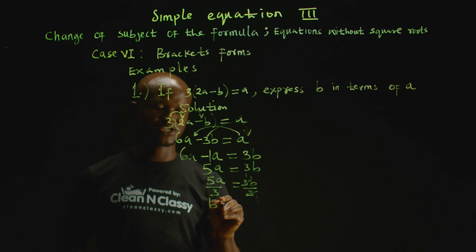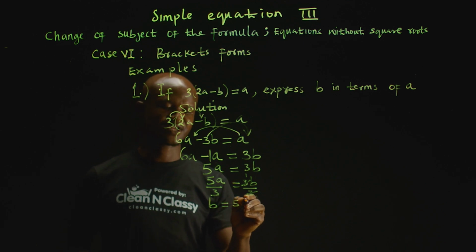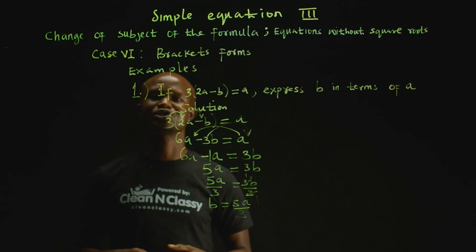Hence, we have b equals 5a divided by 3. That is the solution to the problem.